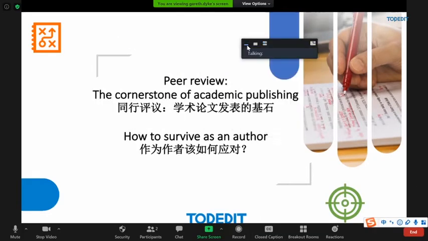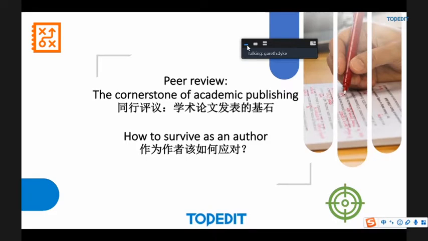increase your chances of getting your articles published in your target journals, which is something that not a lot of people know about. Everybody knows about peer review, everybody knows what it is, but not a lot of people know how to manage the peer review process to increase their chances of publishing success. So that's what we're going to talk about in our presentation today, how to survive peer review as an author.